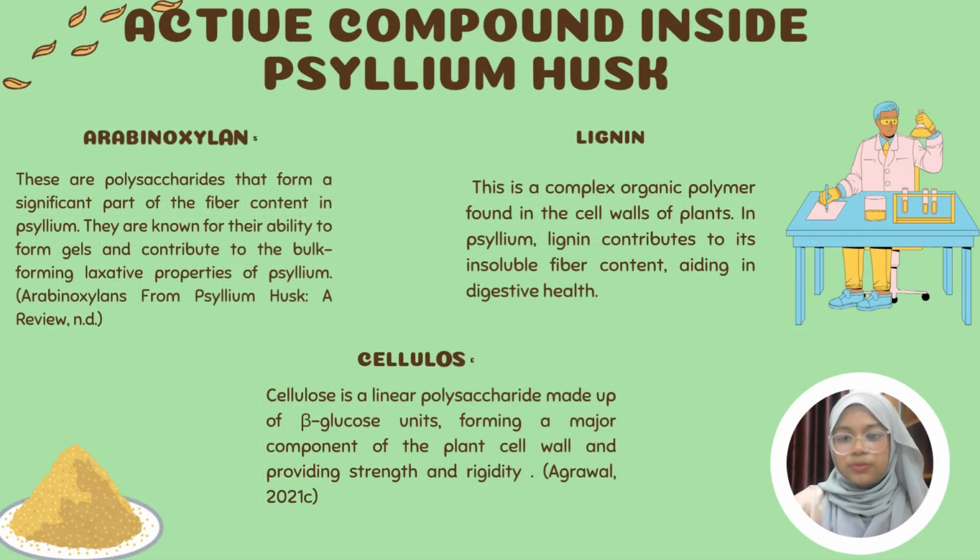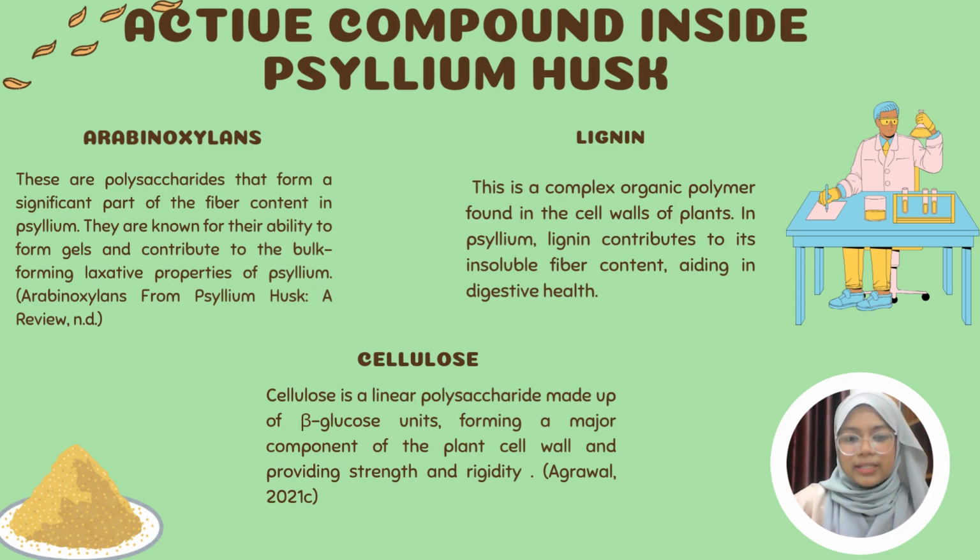So now we move to the active compounds inside Psyllium husk. First is arabinoxylans. These are polysaccharides that form a significant part of the fiber content in Psyllium. They are known for their ability to form gels and contribute to the bulk-forming properties of Psyllium. Arabinoxylans in Psyllium husk are branched polysaccharides primarily composed of a xylan backbone associated with arabinose and galacturonic acid units, contributing to their soluble fiber properties.